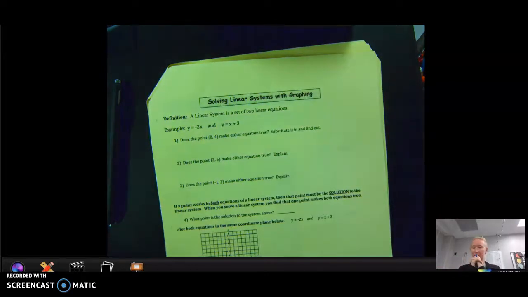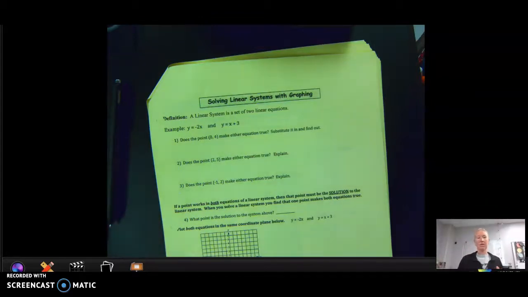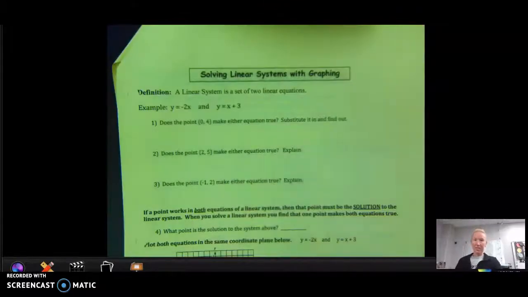Essentially, in a nutshell, a system of linear equations is where you graph two lines and you're finding their point of intersection. That's one method to solve this, and that's the method we're going to go through today. This was also taught during Algebra 1, so it's a review, which is why it's in our review section. Definition: a linear system is a set of two linear equations.